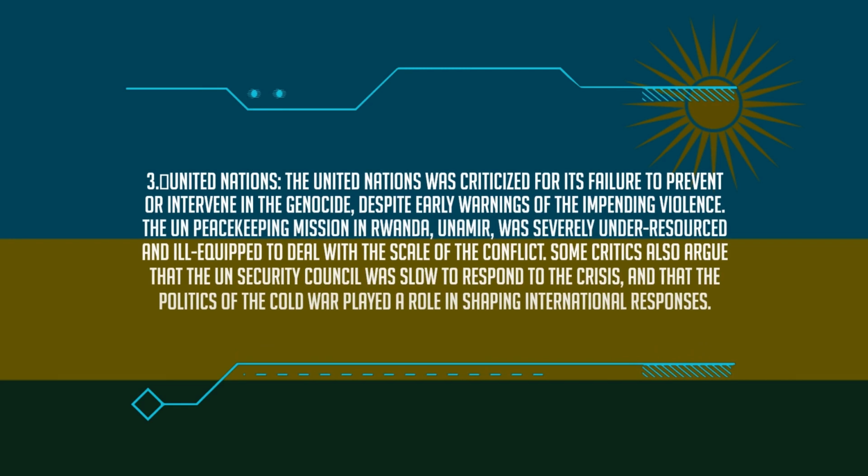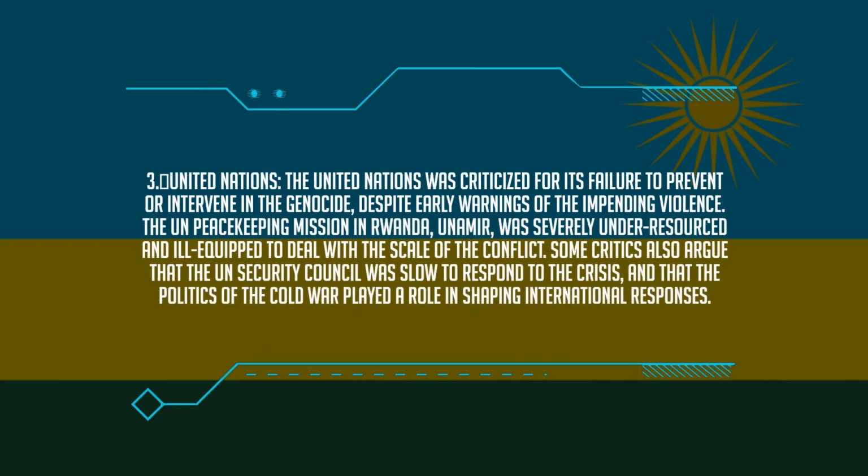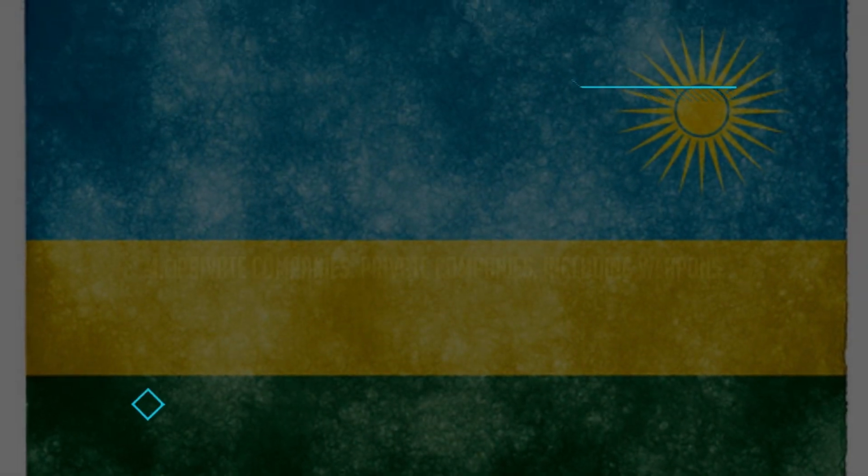3. United Nations. The United Nations was criticized for its failure to prevent or intervene in the genocide, despite early warnings of the impending violence. The UN peacekeeping mission in Rwanda, UNAMIR, was severely under-resourced and ill-equipped to deal with the scale of the conflict. Some critics also argue that the UN Security Council was slow to respond to the crisis, and that the politics of the Cold War played a role in shaping international responses.